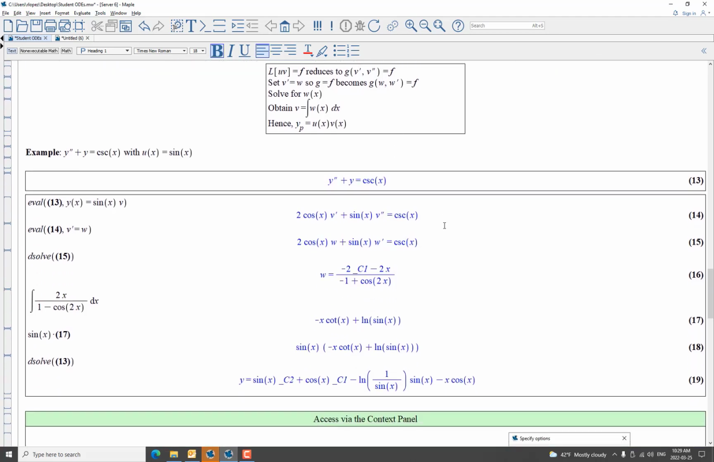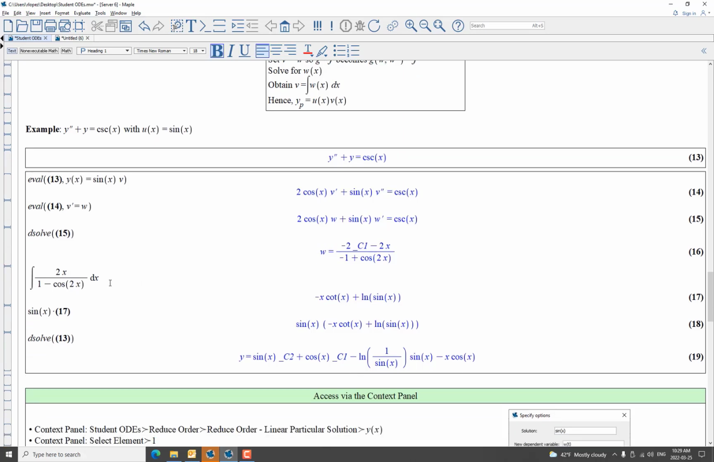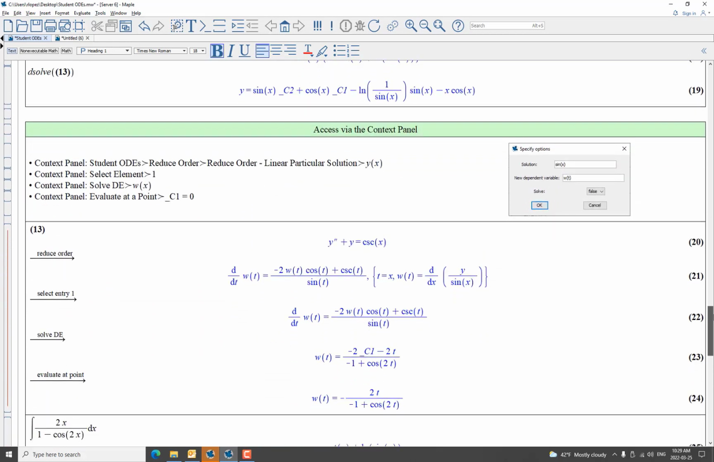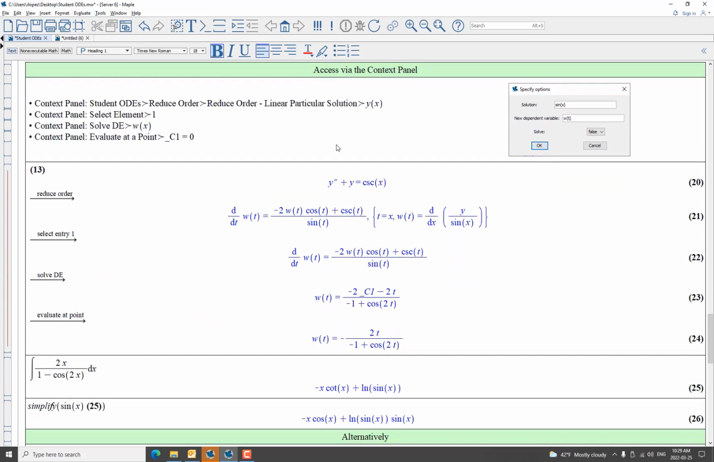And here is that same calculation done with Maple commands. Eval to make the substitution UV. Eval to change V prime to W. Desolve the equation, integrate to get W, multiply by, integrate to get V, multiply by sine x, which is the product UV, and then compare that to the particular solution that Maple finds. Now, let's do that with the tools of the student package.